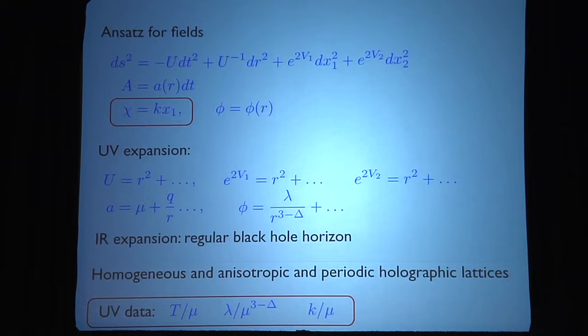More explicitly, to construct the black holes, you have to take your differential equations and then impose some boundary conditions at infinity. And so we just demand that it approaches AdS4 in the UV with a chemical potential, some charge. And the lattice strength deformation is in the fall off of the scalar field phi, and Delta is the dimension of the operator dual to phi. That's the UV boundary conditions, and in the IR, you just assume you have a black hole horizon that's regular, and then you go and solve your ODEs. So these describe homogeneous, anisotropic, and periodic holographic lattices. Anisotropic because V1 is not equal to V2 in general. And that's specified by this UV data, the temperature of the black hole, the strength of the lattice, and the wave number k. So that's it. That's the construction of these lattices.